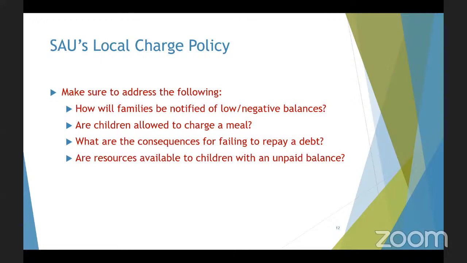What type of meal will children with meal charge debt receive? Regular reimbursable meal or an alternate meal? If children receive an alternate meal, are they charged a nominal fee or provided the meal at no cost? What are the consequences for families that fail to repay a debt? Are resources available to assist families struggling to pay back a debt? Please note, a local meal charging policy is a requirement for operating USDA child nutrition programs.